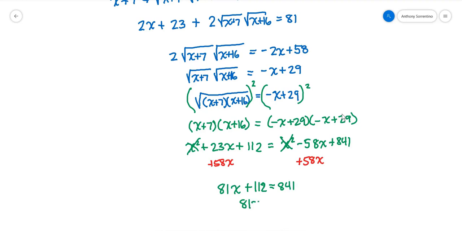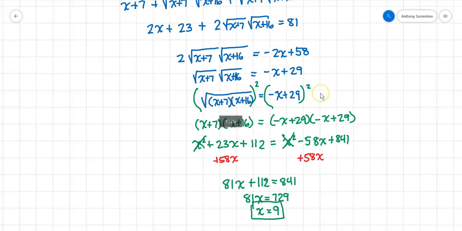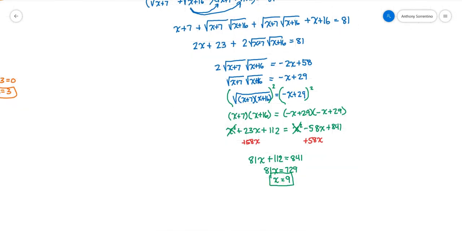Subtracting 112 from both sides, I get 729. And dividing both sides by 81, I get 9. So x equals 9. Now again, I have to be careful as I do this. I'm going to pan out a little bit.